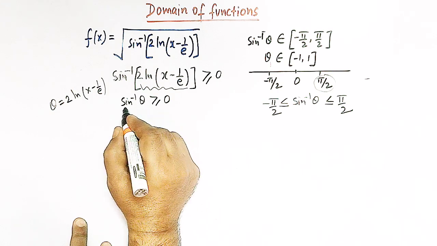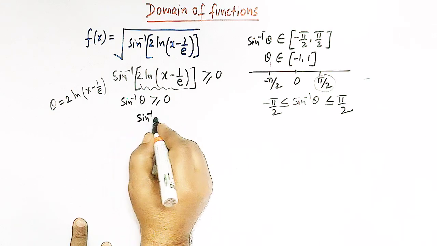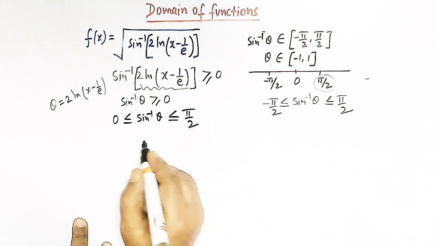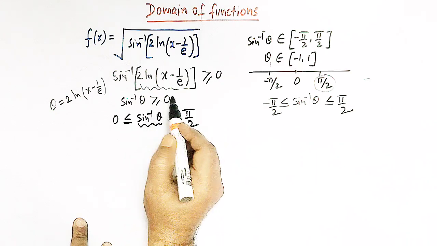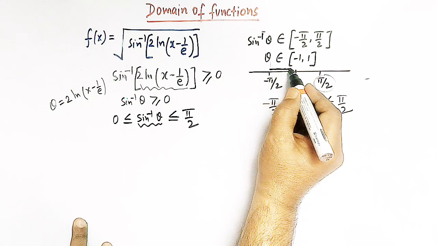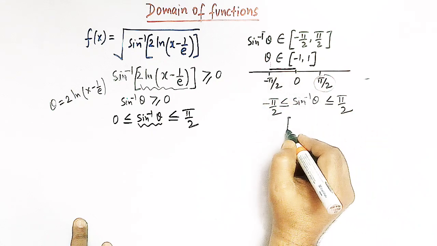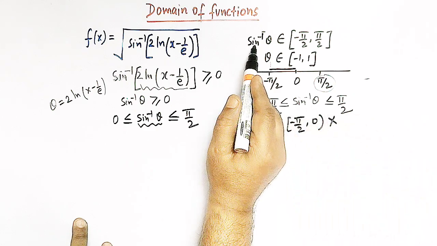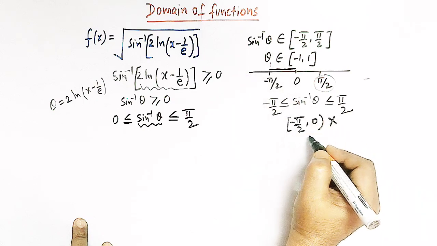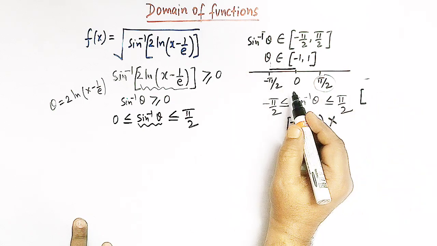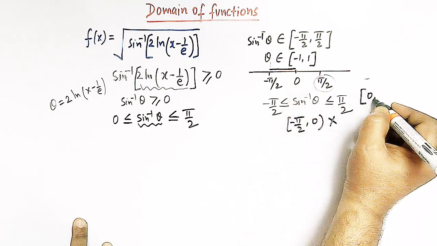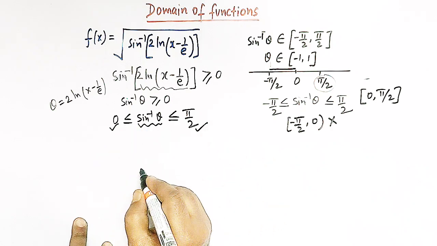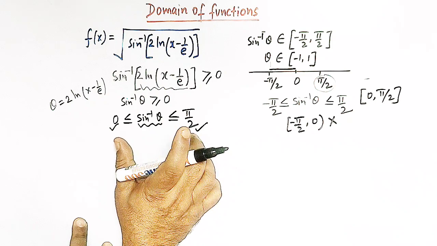So now we have to modify this inequality, that is sine inverse theta has to be greater than or equal to 0, but less than or equal to pi by 2, because sine inverse theta has to be positive, right? So we have to discard this interval, that is from minus pi by 2 to 0. So we cannot take the values of sine inverse theta which lie in this interval, and we have to accept only this interval, that is from 0 to pi by 2. So this is 0 and this is pi by 2, right? So now we have to solve this inequality.